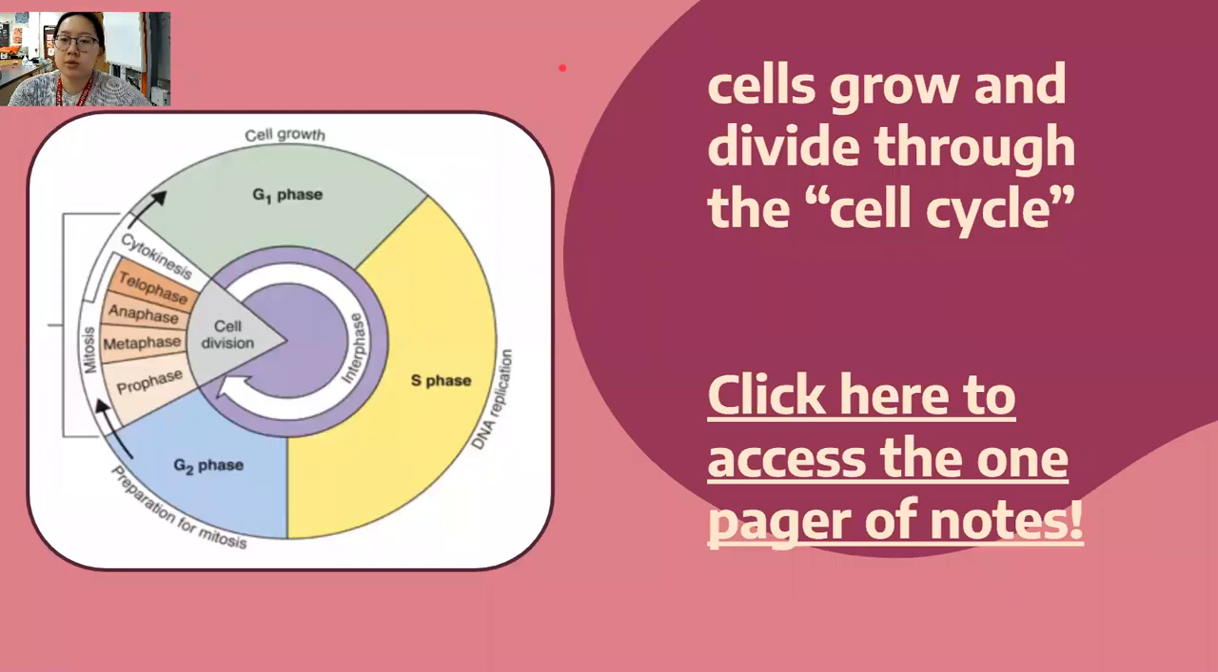Day 9 today is going to be about the cell cycle and mainly focusing on interphase and mitosis. So cells will grow and divide through this cell cycle, and we're going to get into the details of what each of the parts are and what the important things that happen in each of the parts are.